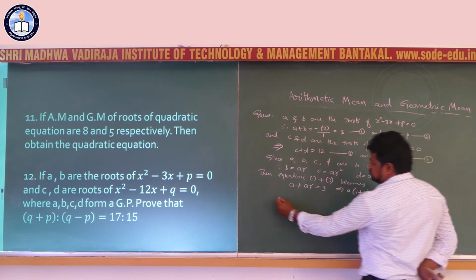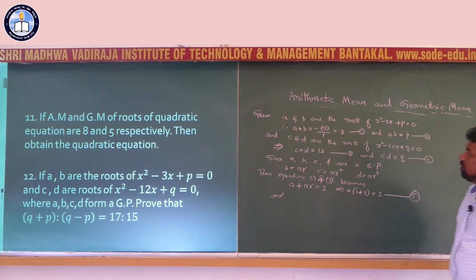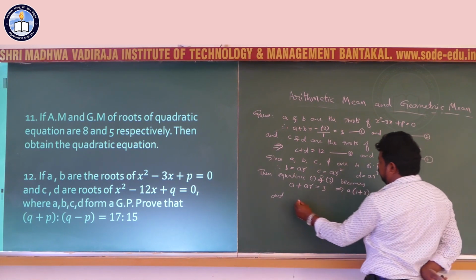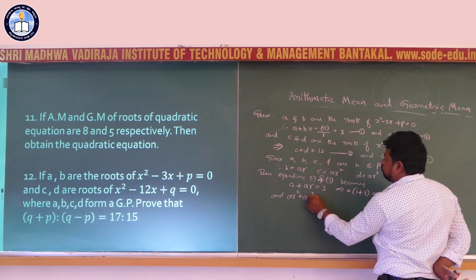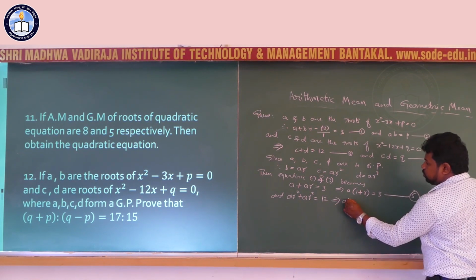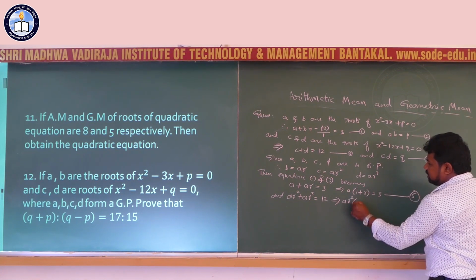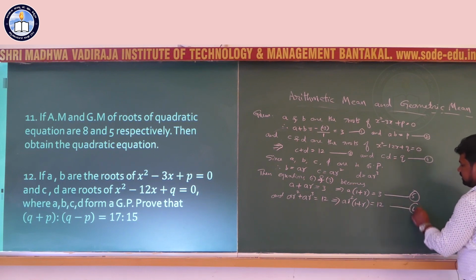And in the equation 3, C is AR square and D is AR cube. Therefore, AR square plus AR cube equal to 12. It implies A into R square common, 1 plus R equal to 12. Call it as equation 6.